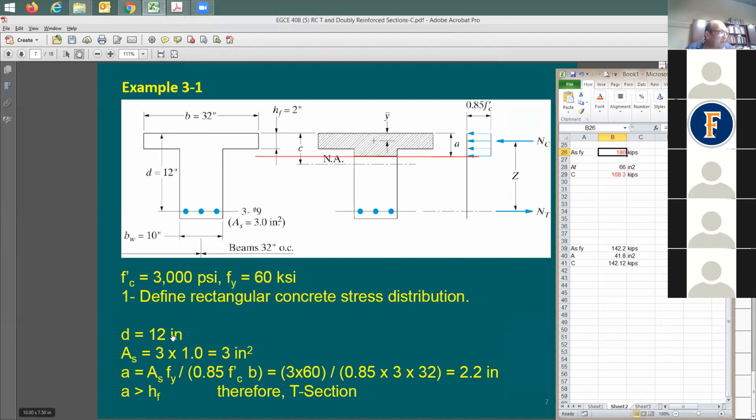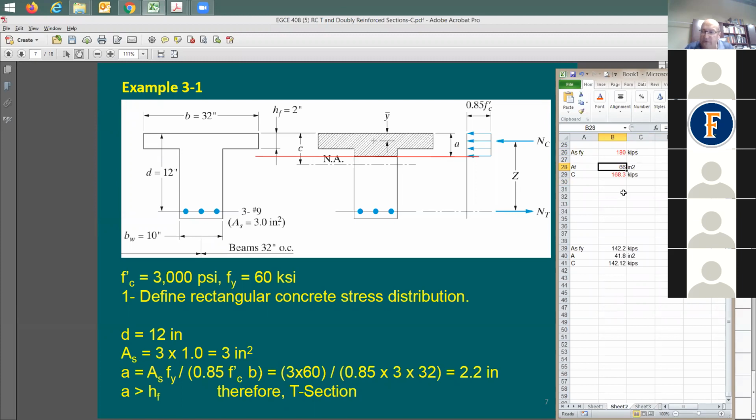With that, I was able to find out the compression block depth, which is 2.2, slightly deeper than this section, which means the flange thickness. I'm gonna find here this shaded area or hatched area. It's gonna be 32 times 2 inch plus 0.2, which is this little drop, times the width, 10 inches. It's going to be 66 square inches. You see this equation? It's going to be right there.